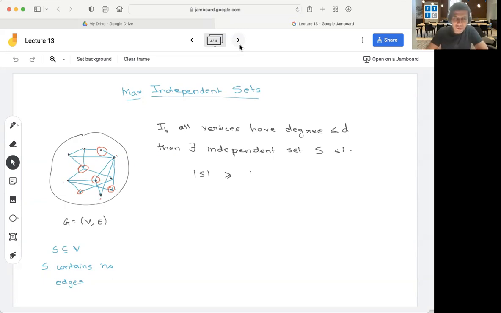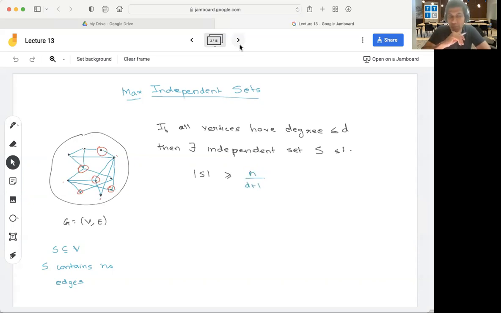But in this case, we will say that you can show existence of some sort of independent sets. But let's first start with a simpler case where we don't need the probabilistic method. So suppose I tell you that your graph is such that the degree of every vertex is bounded. It's at most d. And the degree of any vertex is just the number of edges incident on it, so the number of neighbors it has in the graph. Then I claim that you can always find an independent set of size n over d plus 1.